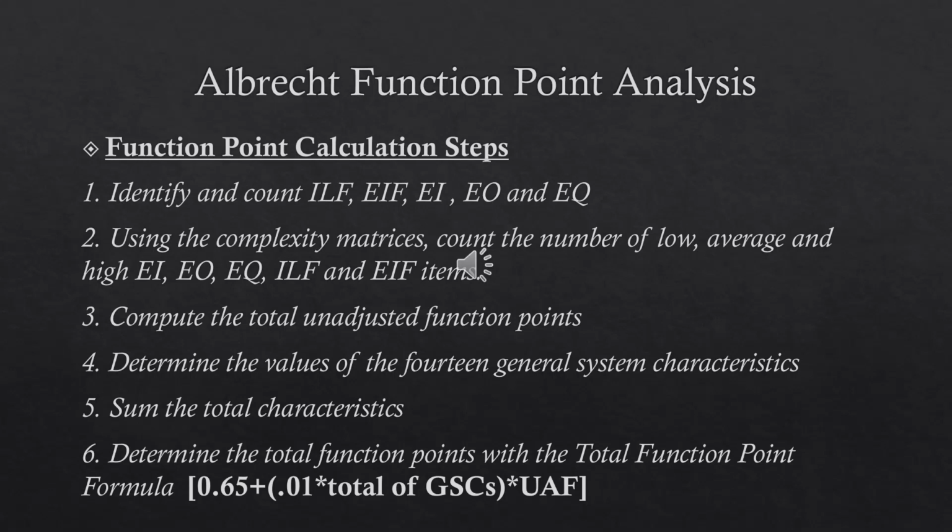Then our final step is determining the total function points with the total function point formula. The total function point formula is 0.65 plus 0.01 times the total of general system characteristics, times the UFP, the unadjusted function point value. By using this total function point formula, the total function points will be calculated.